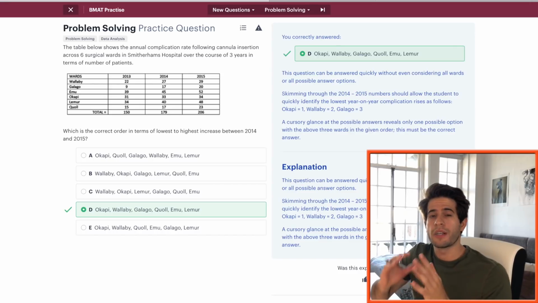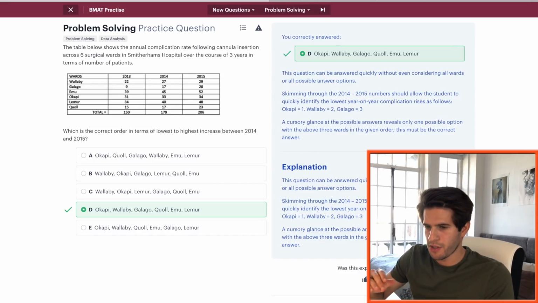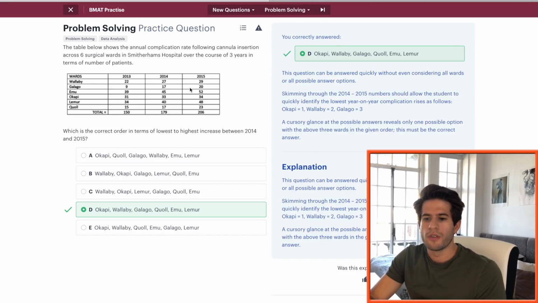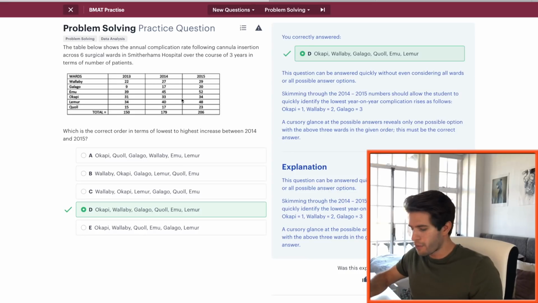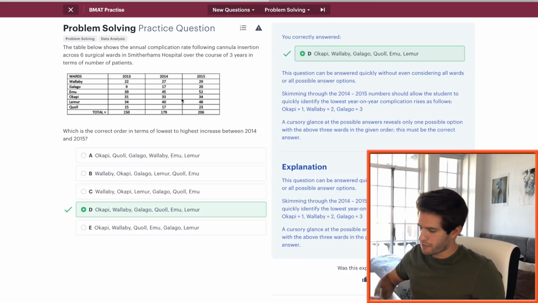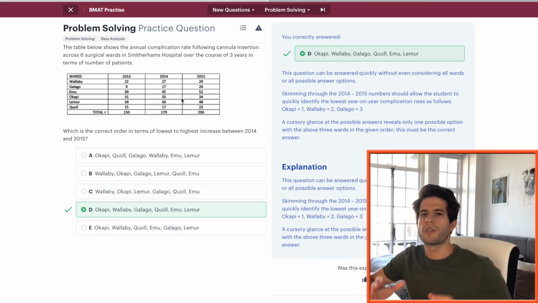Another way to really quickly save time and fly through these kinds of questions is that you don't want to first look at all the differences and then try and rearrange them in order and look at what comes first, what comes second, what comes third. You want to use the answers to help you narrow down the paths that you want to look at.